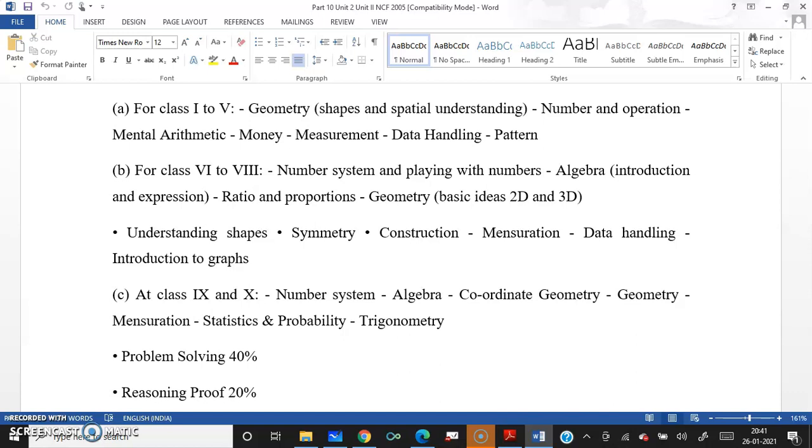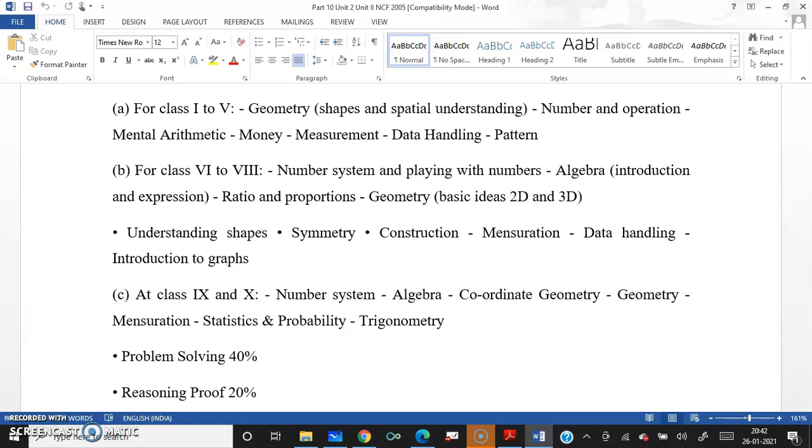And what should be covered from 5 to 8? Number system and playing with numbers, algebra, introduction and expression. It is only the introduction of algebra they will be seeing in the 8th standard. Ratio and proportion, geometry, that is basics of 2D and 3D. Then understanding shapes, symmetry, construction, mensuration, data handling, introduction to graph. All these things students should learn from 6 to 8.